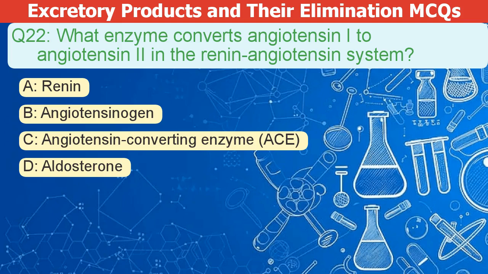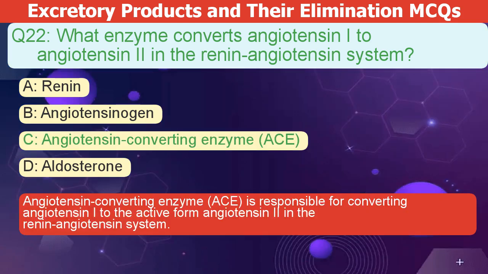What enzyme converts angiotensin I to angiotensin II in the renin-angiotensin system? A. Renin. B. Angiotensinogen. C. Angiotensin converting enzyme, or ACE. D. Aldosterone. The correct answer is C. Angiotensin converting enzyme, or ACE, converts angiotensin I to its active form, angiotensin II, in the renin-angiotensin system.